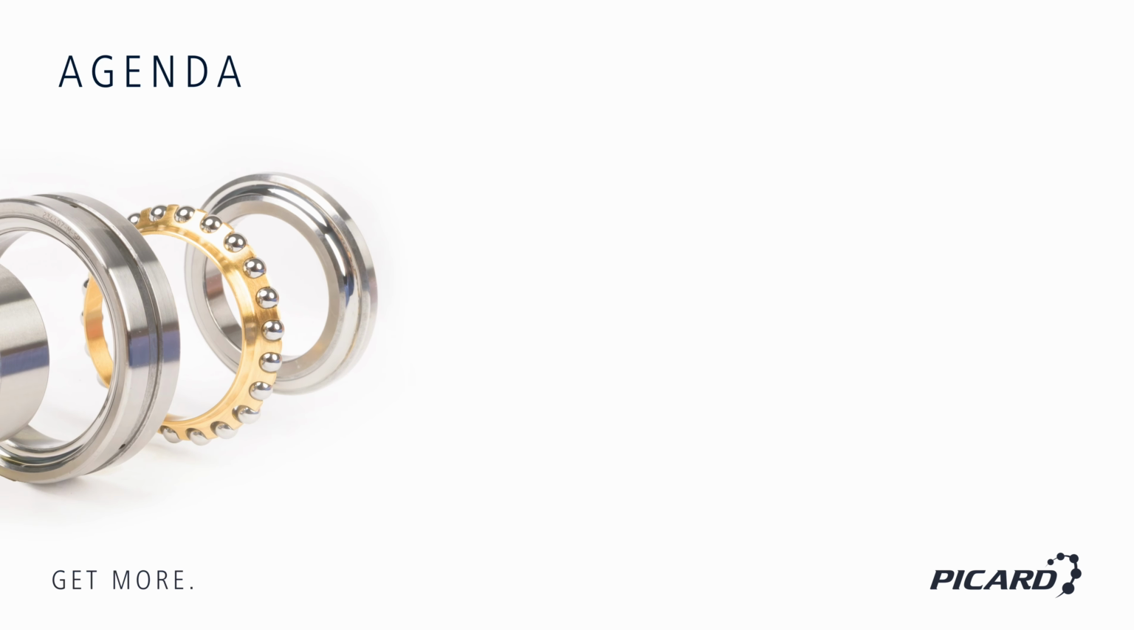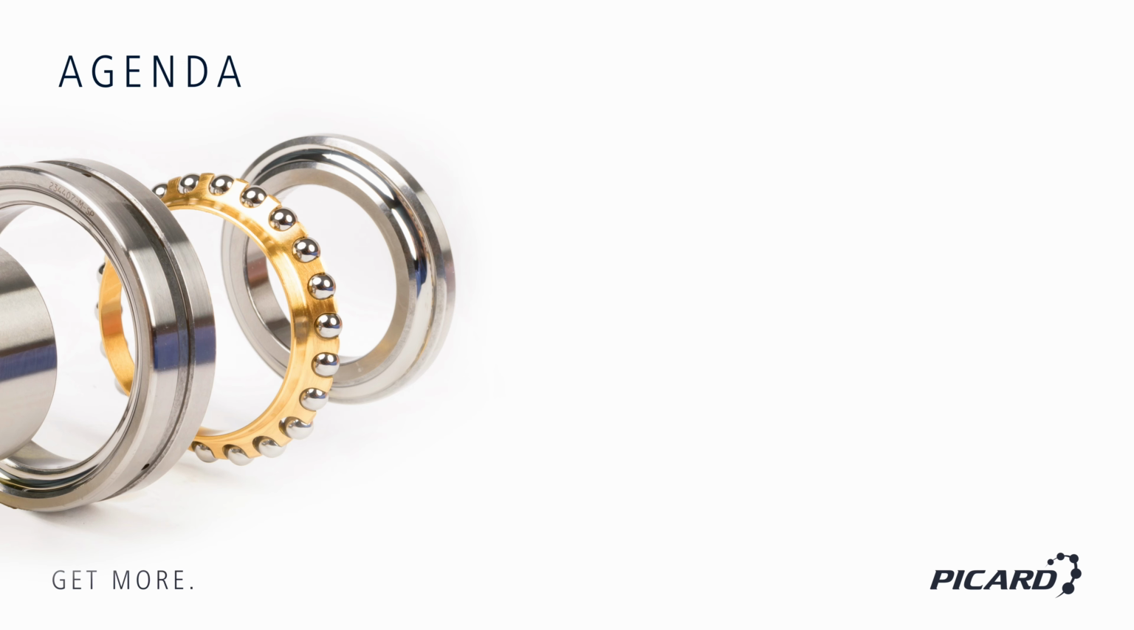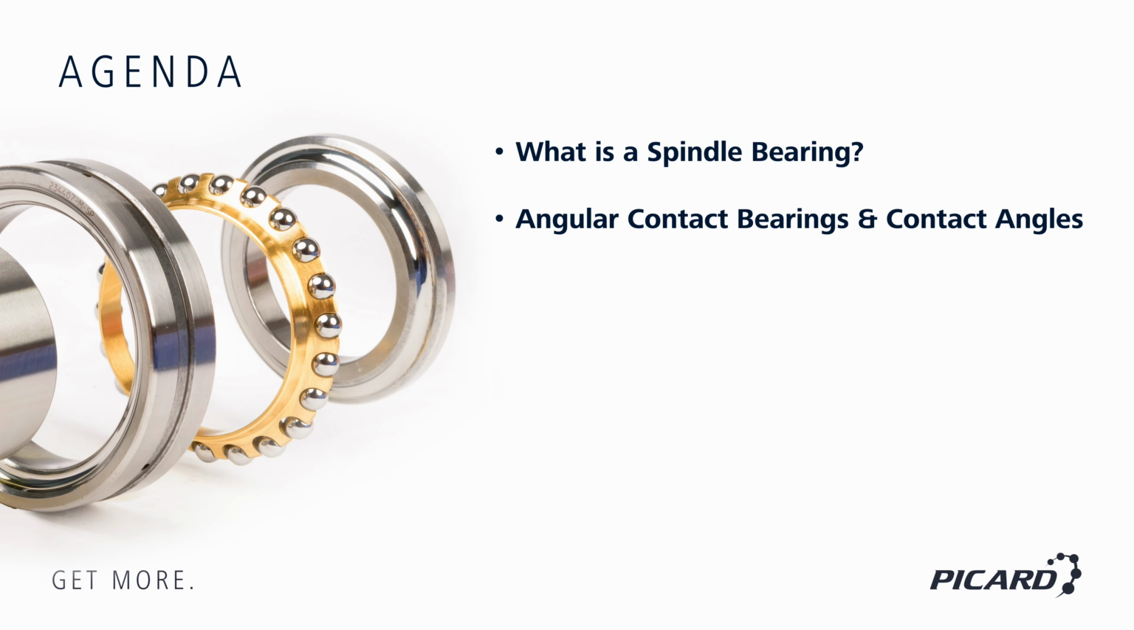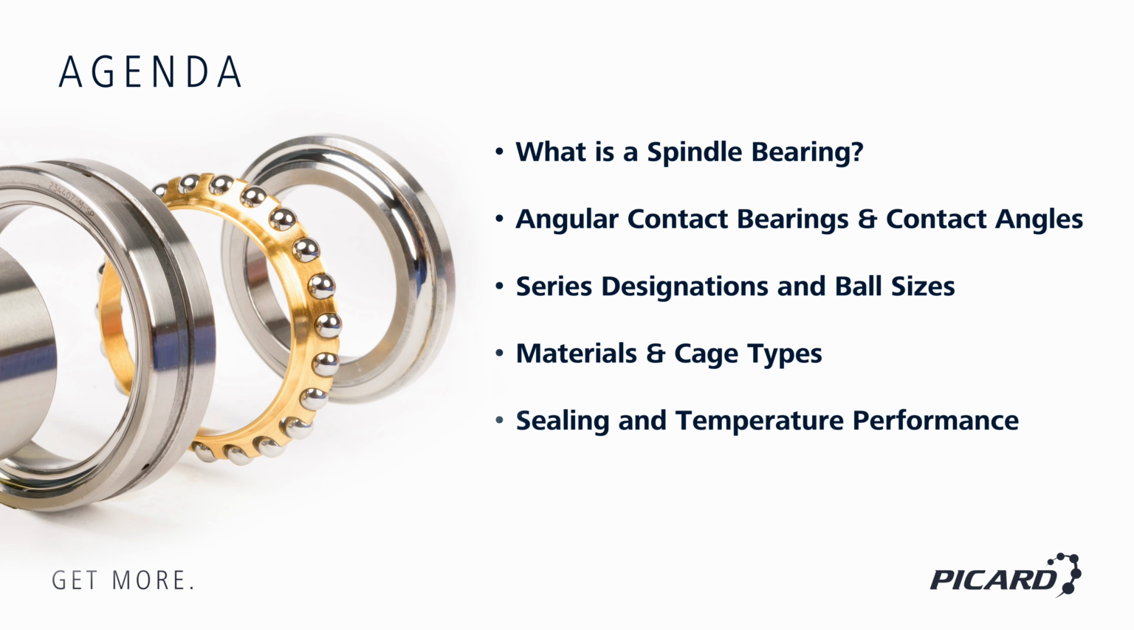Spindle bearings are a core component in the world of high precision bearings, and they're used in a wide range of applications, particularly in machine tools. In this webinar, we'll cover several key questions. What exactly is a spindle bearing, and how does it differ from other angular contact bearings? What are common contact angles and materials? And why are smaller balls often used in high-speed designs? We'll also take a brief look at sealing concepts and their thermal limits. And as always, we'll finish with a quick preview of what's coming up in the next webinar.